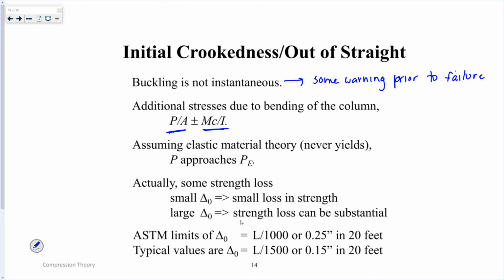So that is why in manufacturing there are limits to how crooked a piece can be. So in this case, the assumption of straightness is dealt with in the manufacturing itself. Basically saying, don't make it that crooked, please. So it's not in the design equations, it's in the manufacturing of the structural steel member.